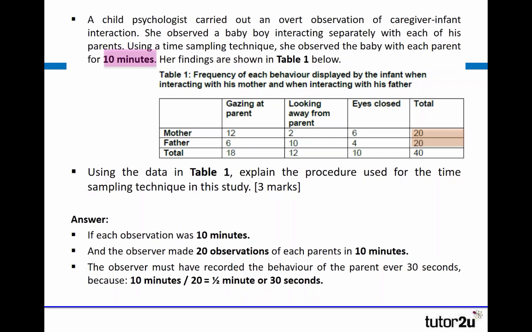What that must have meant is that the observer recorded the behaviour of the parent every 30 seconds, because if we think about it mathematically, if it was a 10-minute observation with the mother and there were 20 different behaviours recorded, if we divide 10 by 20, we get half a minute or 30 seconds. And there's your answer to this question.